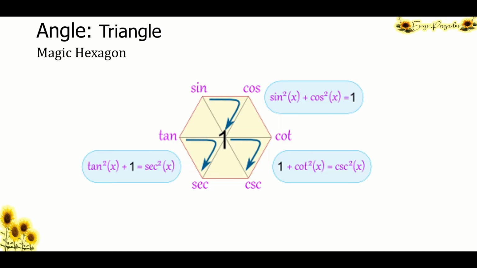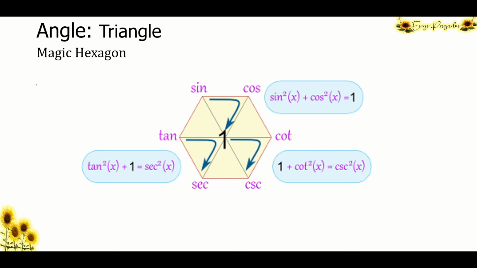We also have this magic hexagon. So, we have the different trigonometric identities, sine, cosine, tangent, and then cotangent, secant, and cosecant. Okay? So, dito nakukuha yung iba other trigonometric identities like this one, sine squared x plus cosine squared x is equal to 1. Ito yung arrow niya, as well as with this one, and then ito. So tangent squared x plus 1 is equal to secant squared x, and 1 plus cotangent squared x is equal to cosecant squared x.